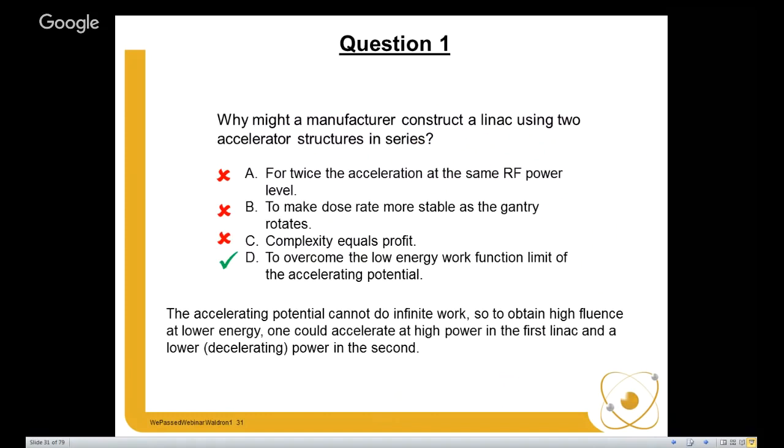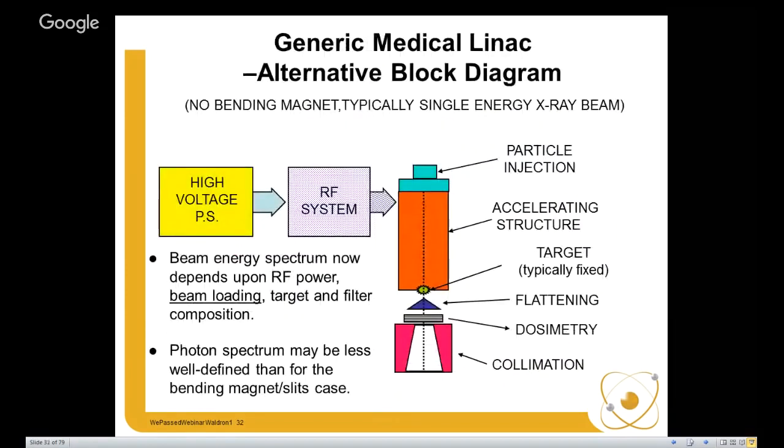So moving along, one other type of Linac used in medicine is the single photon Linac, and of course these don't have a bending magnet. In a setup like this, we're going to have high voltage, RF, particle injection, an accelerating structure, target, and so on and so forth.